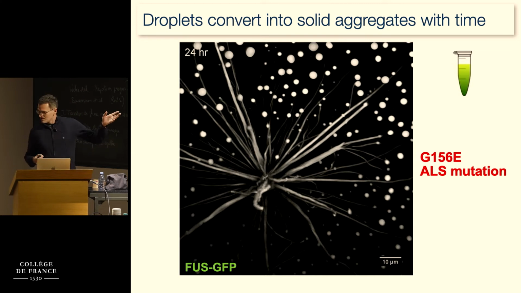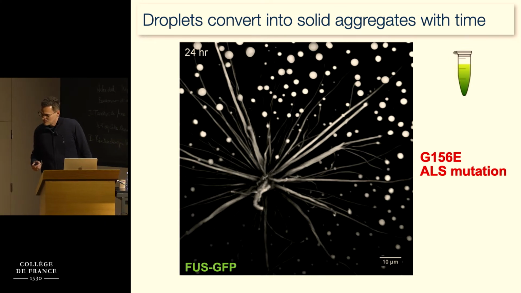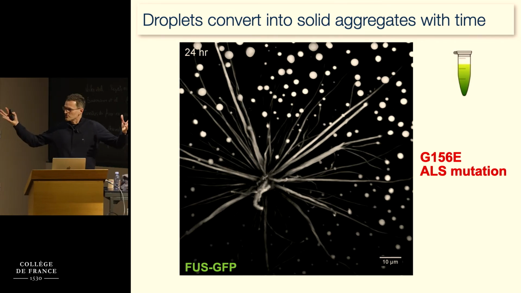The scale is the same, or is this star much bigger? Say again? The scale is the same for the solid one with the spiky stuff? Yeah, you see, this is 10 micrometers. Even for the picture you put on top? Yeah, it's really the same. So they get really huge.